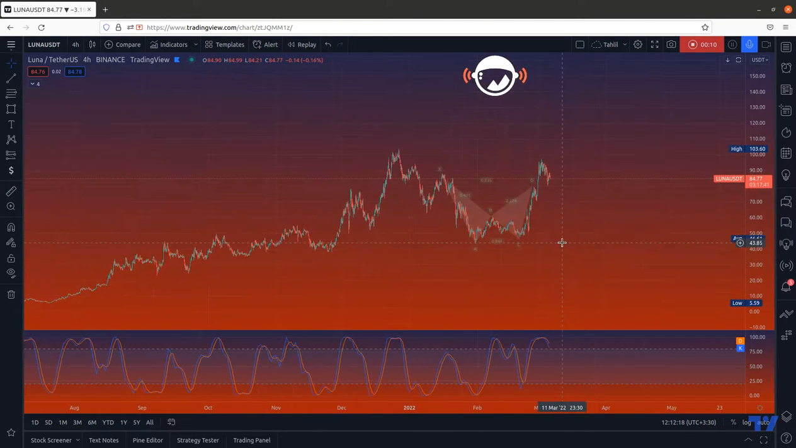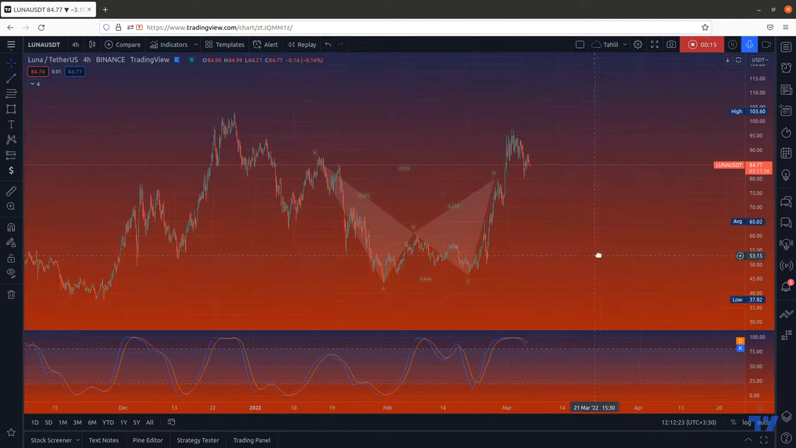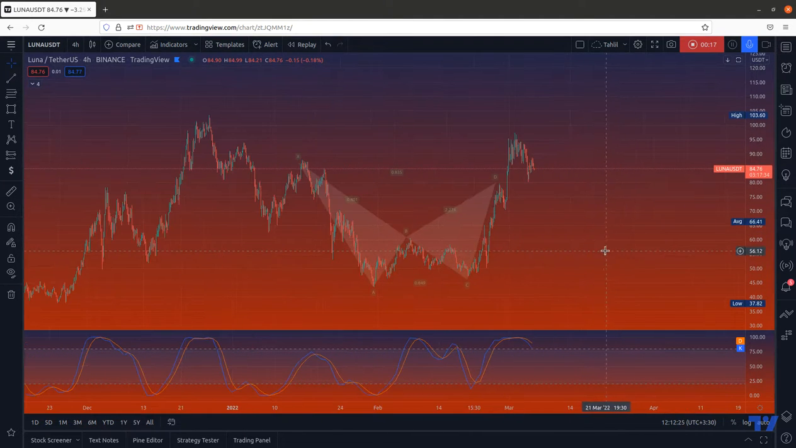We are with you with the 4-hour time frame of BNB USDT, and this is the bat pattern which the price has created.